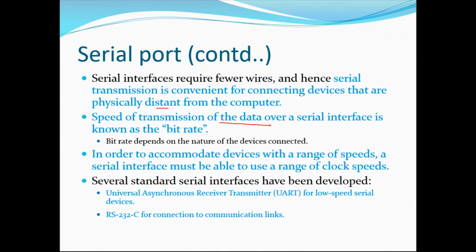The speed of transmission of data on a serial interface is called the bit rate. Different devices may operate at different bit rates. It is not that all serial devices operate at the same bit rate. Accordingly, the serial interface must be able to use a different range of clock speeds. For example, some device may operate at a speed of 200 bits per second, but another device may be operating at 150 bits per second. Accordingly, the clock frequency of the interface circuit should be adjustable.